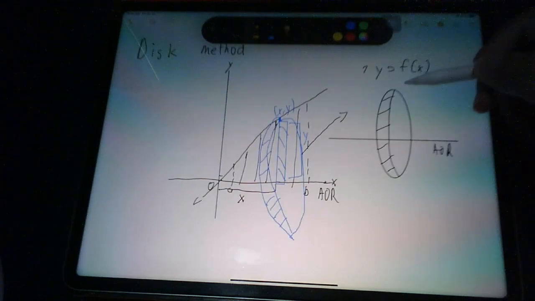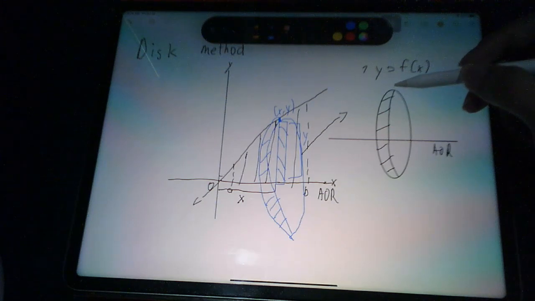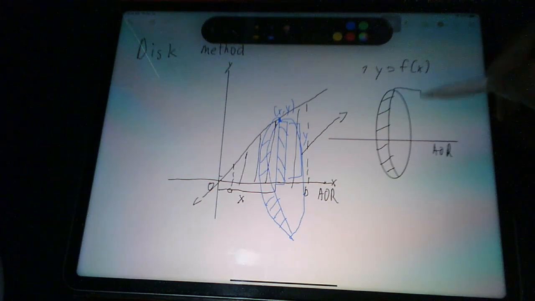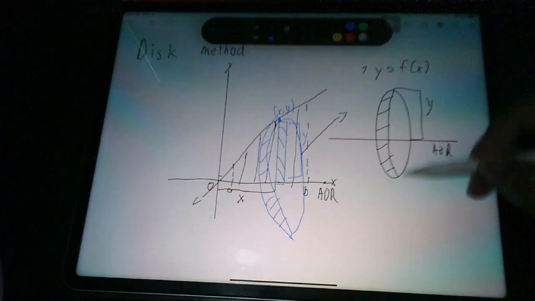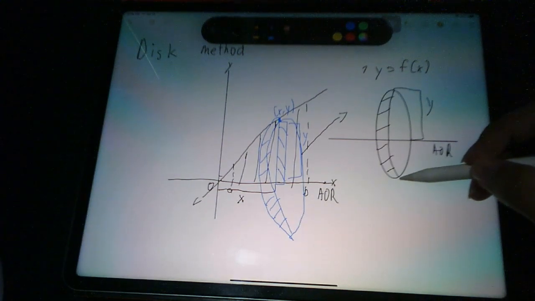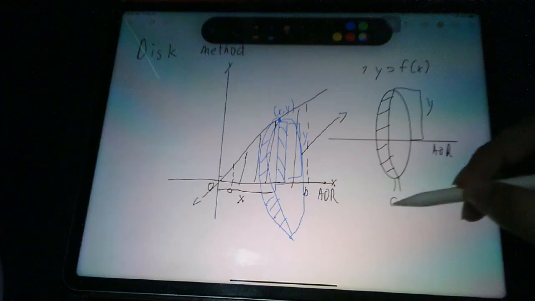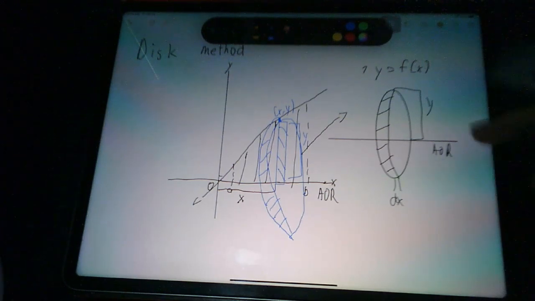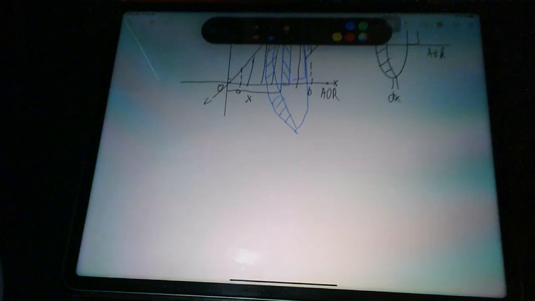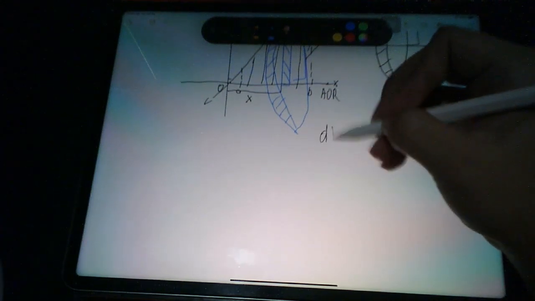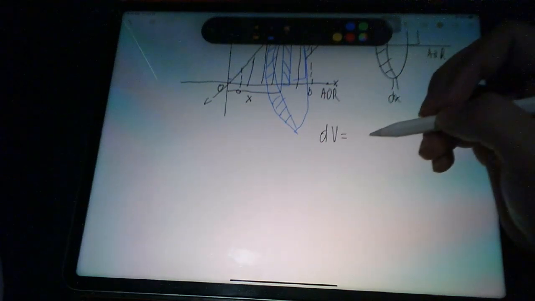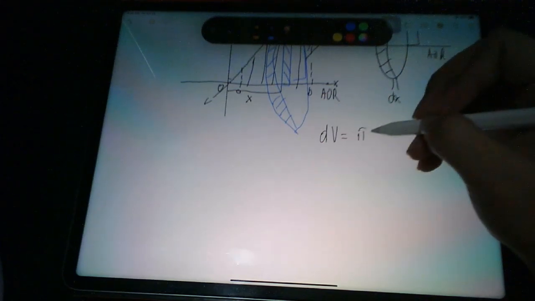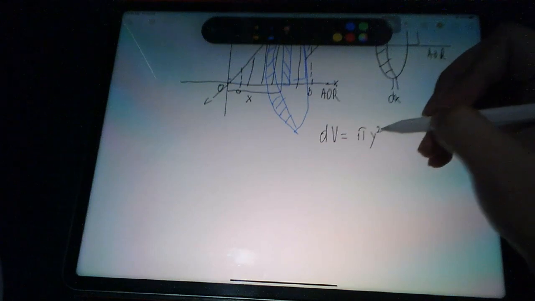Our cylindrical disc here is just, let's say this is y. Our y here is just equal to the radius, and our dx here is just equal to our height. So by formulating the differential volume, the differential volume is just equal to pi y squared dx.